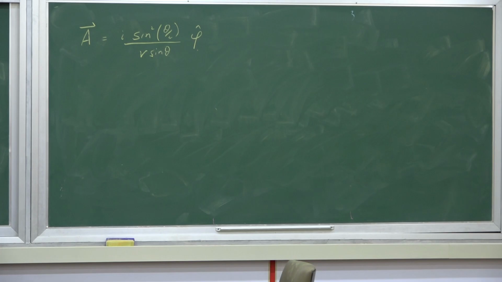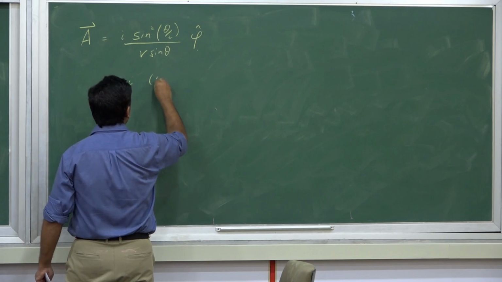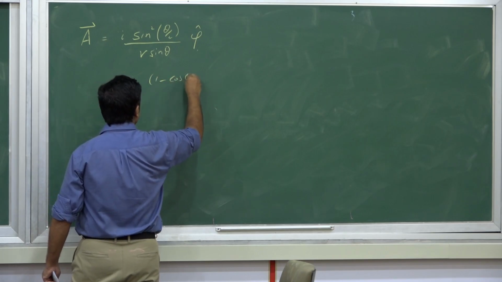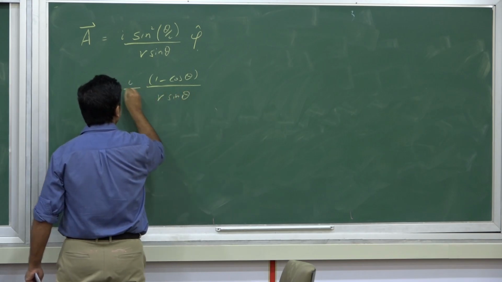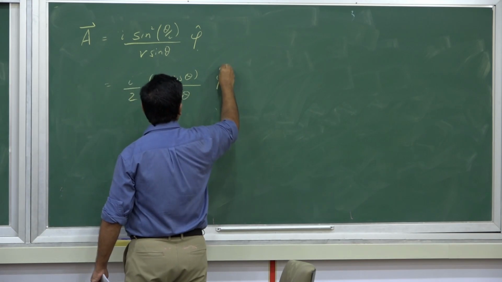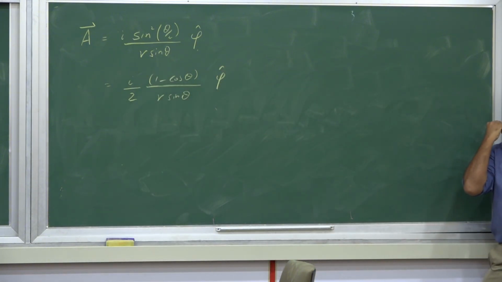Does anyone remember the half angle formula? I think I wrote it here. You will get 1 plus or 1 minus? 1 minus. So this takes exactly the form which I had for the monopole vector potential.